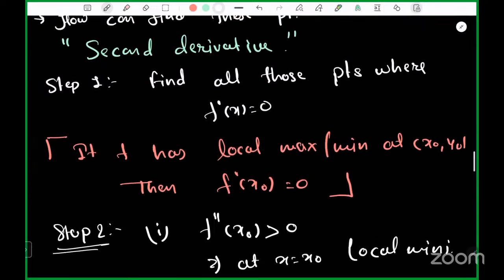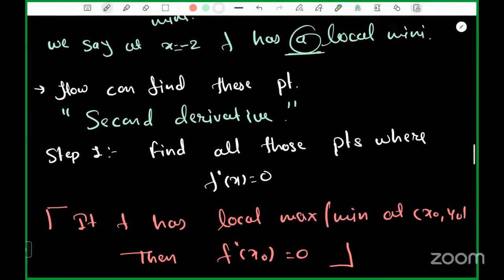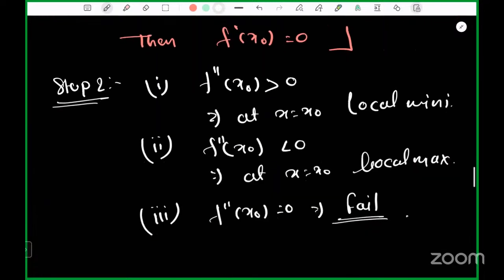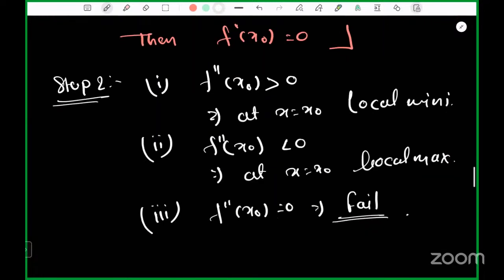Okay, so I'll repeat how we need to find local maxima and minima. First, filter out those points where the first derivative becomes 0, and then at those points find the value of the second derivative. If it is positive, then we have a local minima. If the value of the second derivative is negative, then we have a local maxima. And if the value of the second derivative is equal to 0, the test actually fails here. Is that clear?